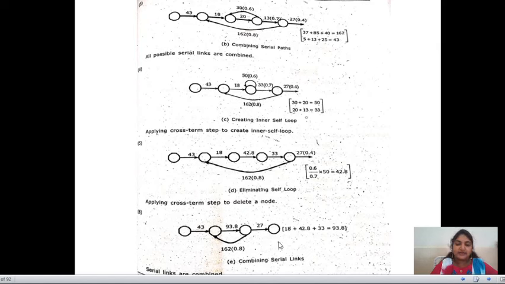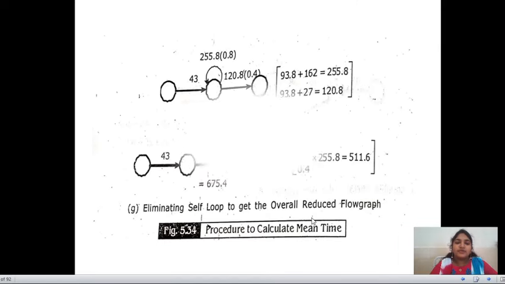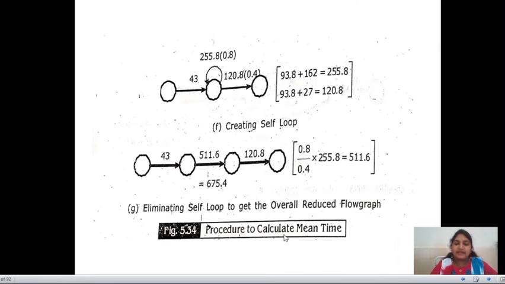So this is another flow graph when we combine serial links like 43 into 93.8 into 27, which is equal to 93.8. All serial links are combined. So we'll get 93.8. So this is the last one, calculating the mean time. So how do we get 255.8? In the previous flow graph, 93.8 plus 162 is equal to 255.8. Again 93.8 plus 27 is equal to 120.8.